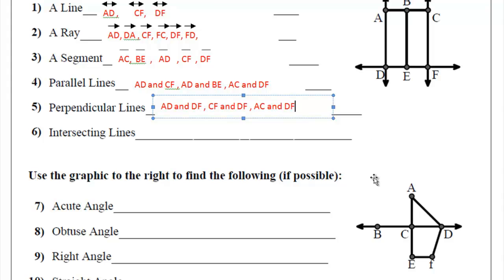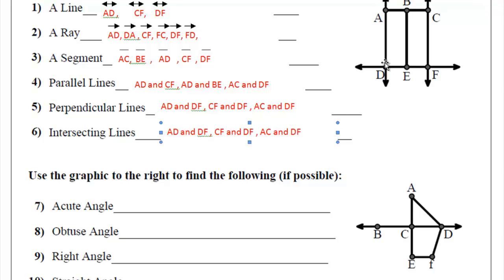Intersecting lines mean two lines meet at one point, like AD and DF, BE and DF, CF and DF, okay? They meet at a point.